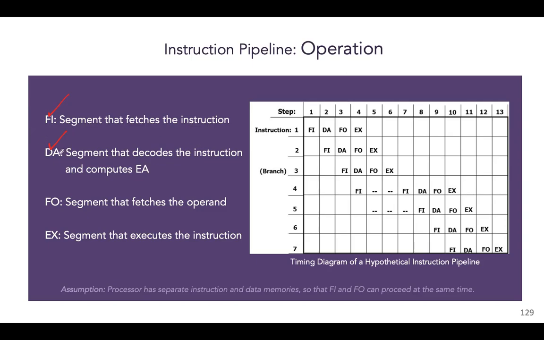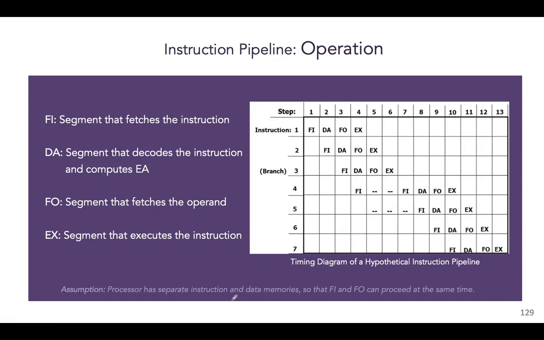The decode and address, right? So this is a segment that decodes the instruction and it computes the effective address of the operands. Third segment is FO. It fetches the operands based on the effective address, and the final segment is EX. This is the segment that executes the instruction. So this is our 4-segment instruction pipeline.